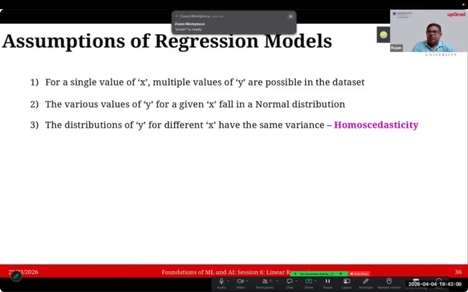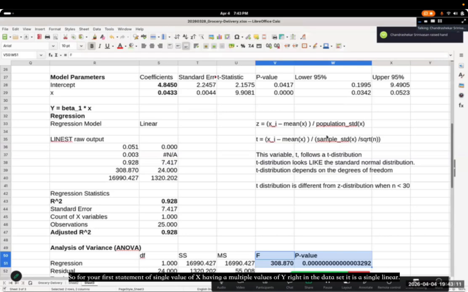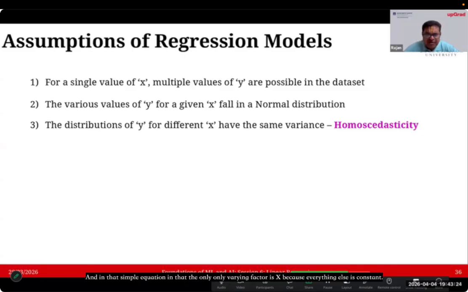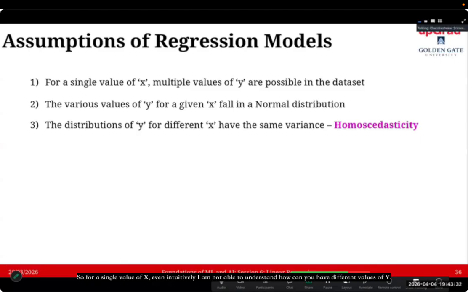Yes, Chandrasekhar, go ahead. So for your first statement of single value of x having multiple values of y in the data set, it's a single variate linear expression, right? And in that simple expression the only varying factor is x, because everything else is constant. So for a single value of x, even intuitively, I'm not able to understand how you can have different values of y.